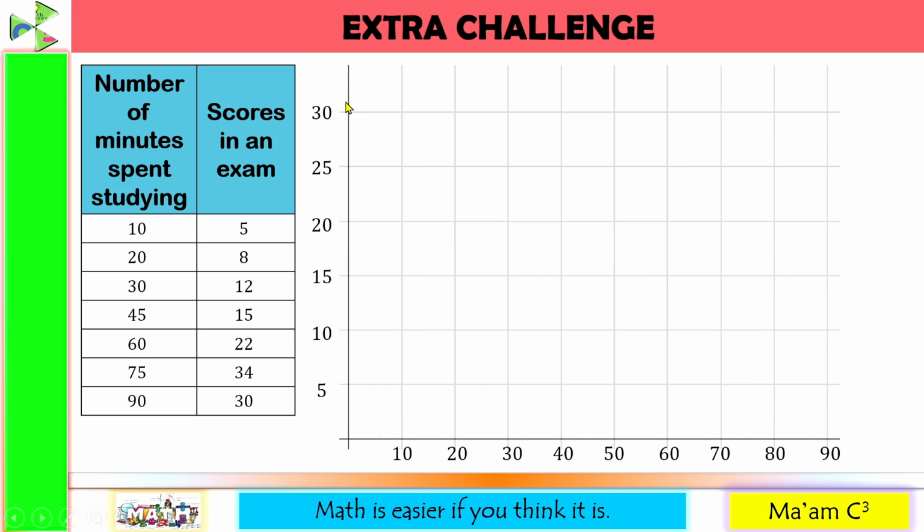Now let us plot. For 10 minutes, the score is 5. 20 minutes, the score is 8. So we have here 8. For 30 minutes, the score is 12. 12, there you are. Next, we have 45 minutes. That is in between 40 and 50. And the score is 15.